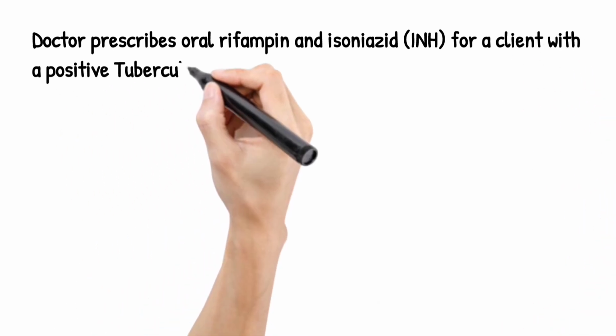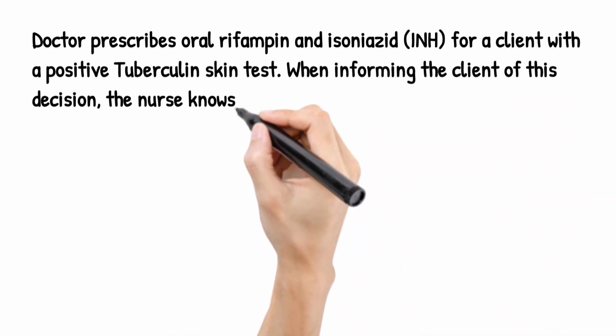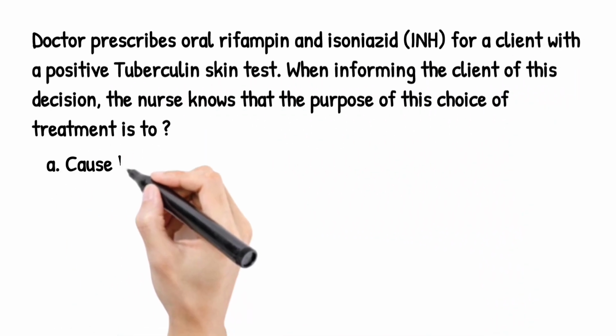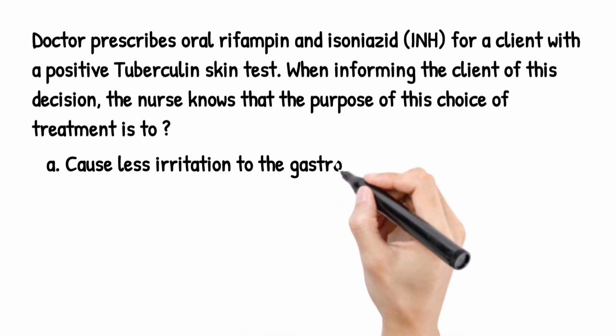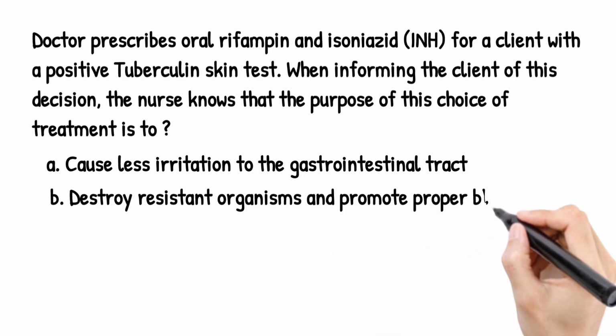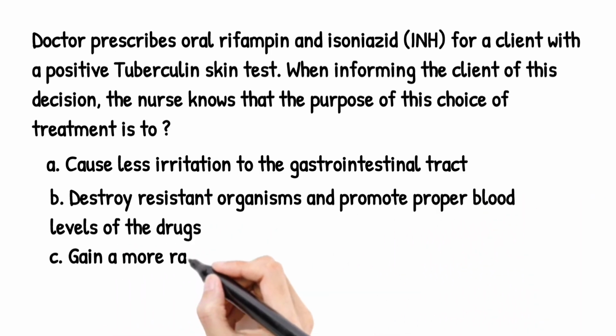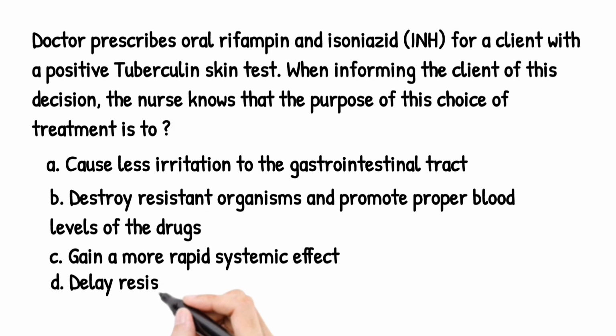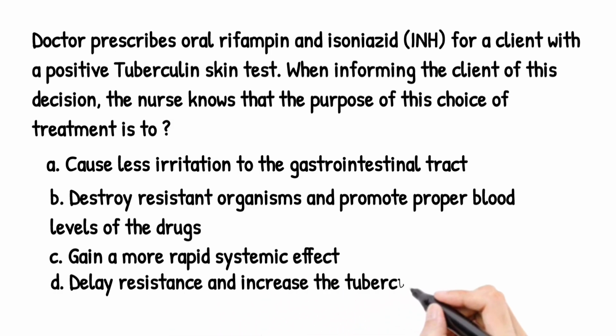The doctor prescribes oral rifampicin and isoniazid for a client with a positive tuberculin skin test. When informing the client of this decision, the nurse knows that the purpose of this choice of treatment is to: Option A, cause less irritation to the gastrointestinal tract. Option B, destroy resistant organisms and promote proper blood level of the drug. Option C, gain a more rapid systemic effect. Option D, delay resistance and increase the tuberculostatic effect.